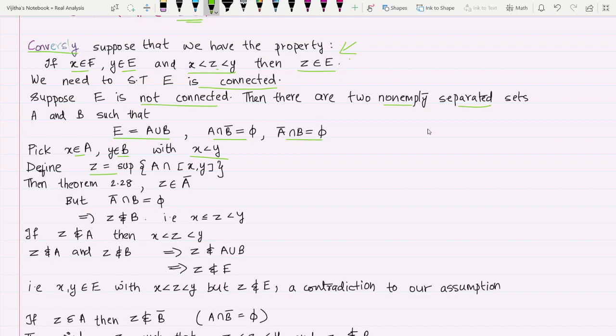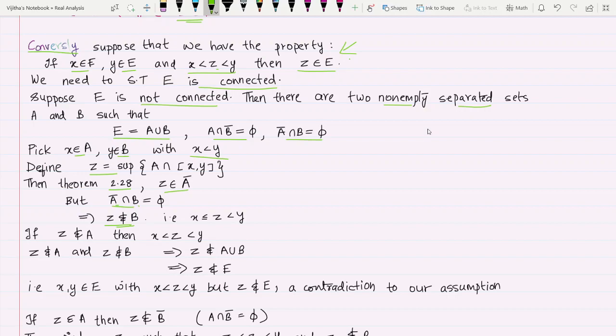Okay, so its supremum we define by Z, and by a theorem which you have already studied, we know that the supremum lies in the closure of that set. So we can say that Z is an element of A closure. Okay, so Z is an element of A closure, and we have assumed that A closure intersection B is empty. So since Z is an element of A closure, it should not be an element of B. So Z is not an element of B.